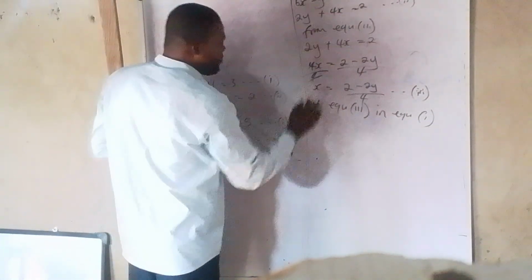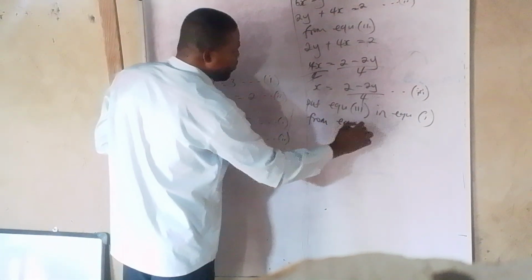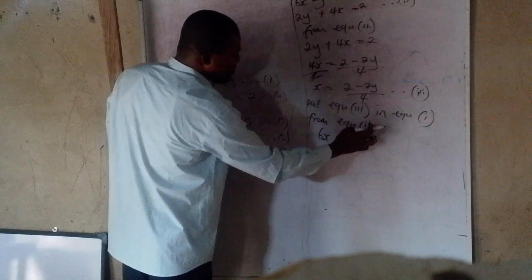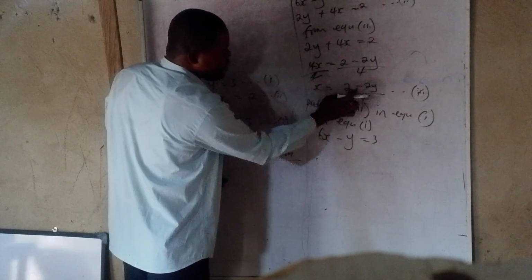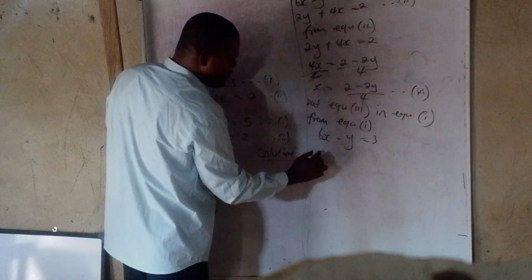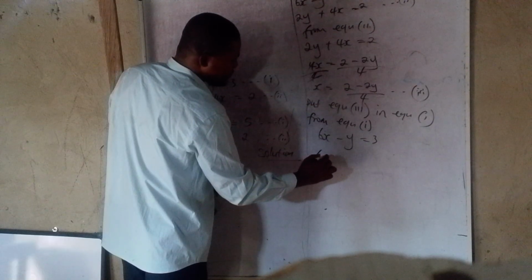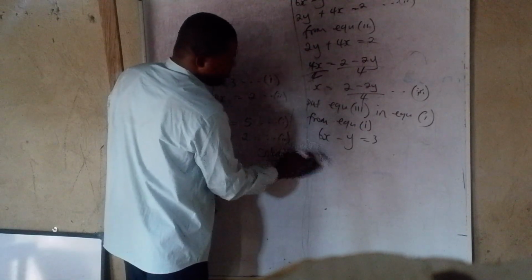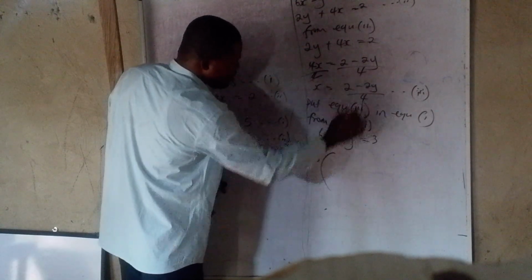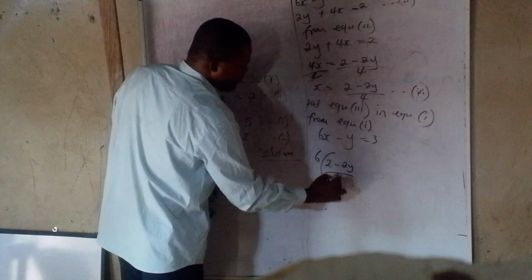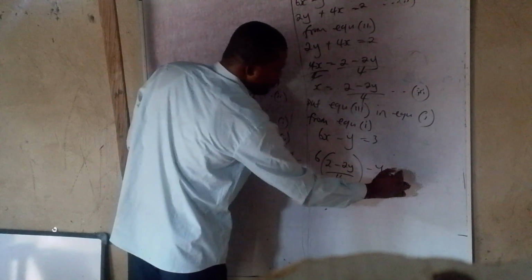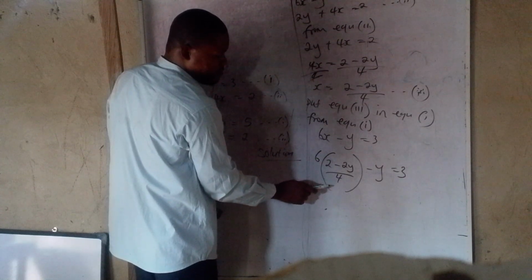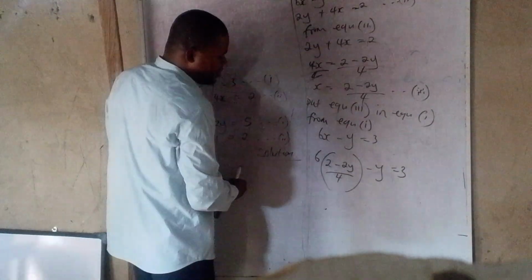Now, from equation 1, I have 6x minus y equal to 3. But my x is equal to (2 minus 2y) over 4. Let me continue. I have my 6x down. So I have 6 times (2 minus 2y) over 4, close bracket, minus y equal to 3. I remove my x here and put what my x stands for. Now, how will I simplify this?